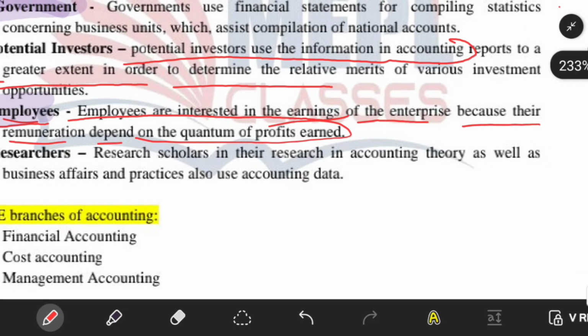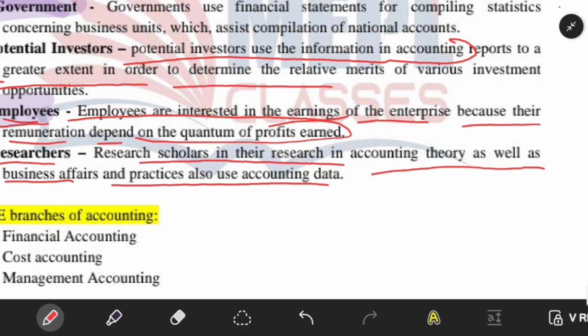Next is research. Research scholars in their research in accounting theory as well as business affairs and practices also use accounting data. Researchers and academic experts use accounting data for study and analysis. That is, they do research on business trends, accounting practices, and financial performance. So they use the information to improve accounting theory and also develop better business systems.